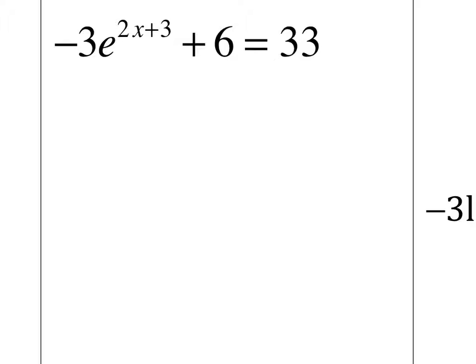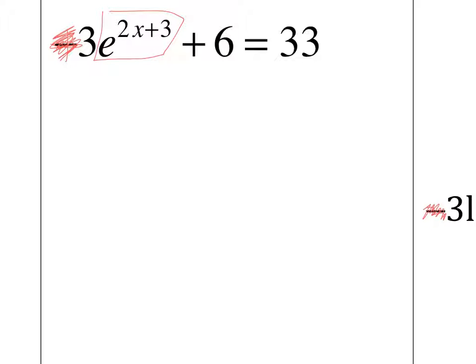For the next problem, we've got negative 3e to the 2x plus 3, plus 6 is equal to 33. First thing I might want to do is get the exponential piece by itself. My goal is to get that by itself and convert this to log form. And just as a note, this is actually supposed to be plus 3e to the stuff. And on the problem over here, that should be a plus as well when we get there. Okay.